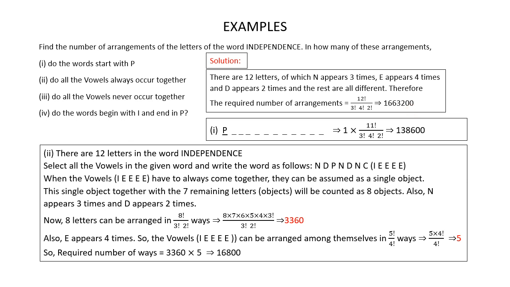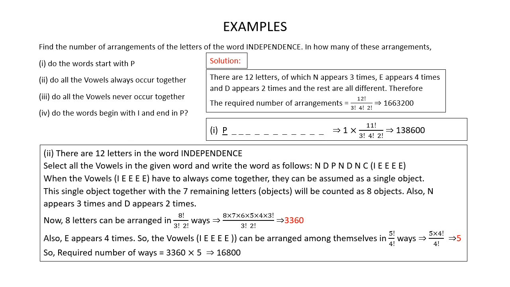Now let's find out in how many of these arrangements do the words start with P. So you have 12 letters. So first mark 12 positions. Now we have to find in how many of these arrangements do the words start with P. So this means that you have to place P in the first position. Now after placing P in the first position, you are left with 11 positions for the remaining 11 letters.